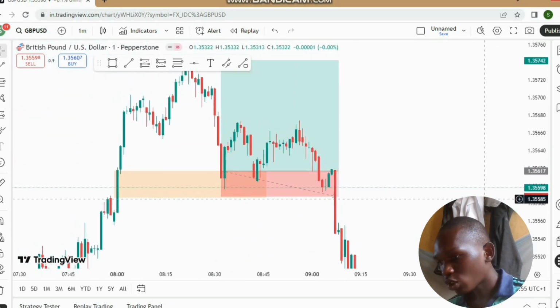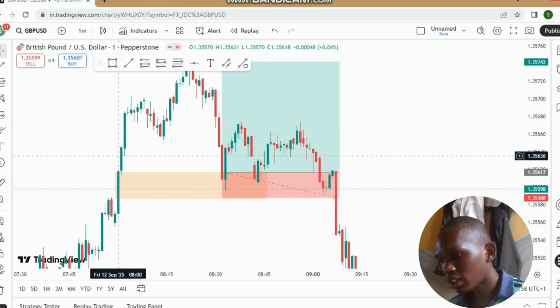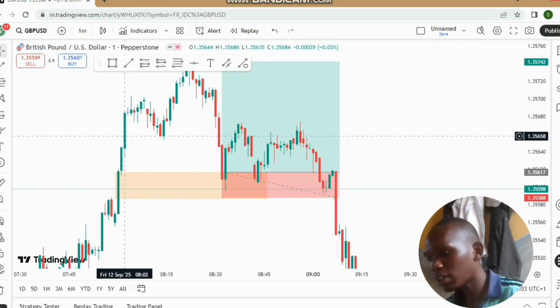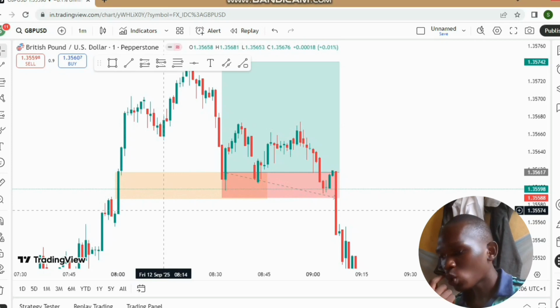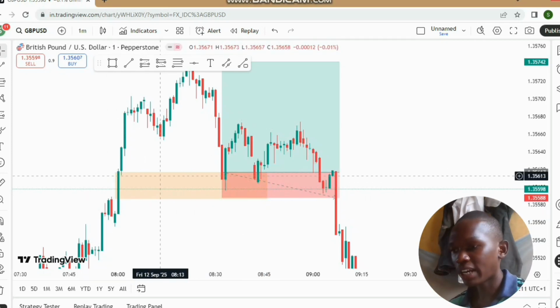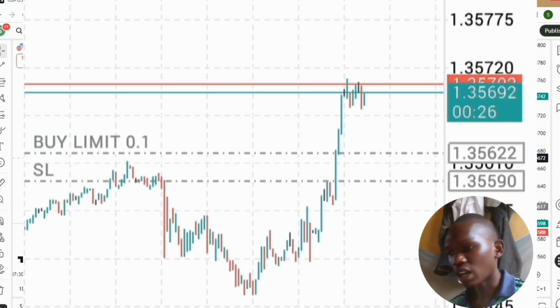So you can see this one fair value gap, this another, then these are another, and this is another fair value gap, which makes three fair value gaps. So we have this other block. I just used these fair value gaps as my entry. Then I put my buy limit, and my take profit was above here.